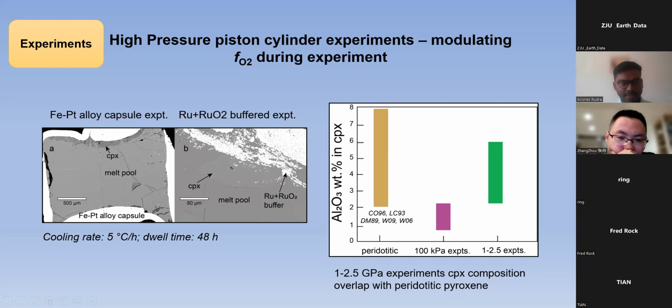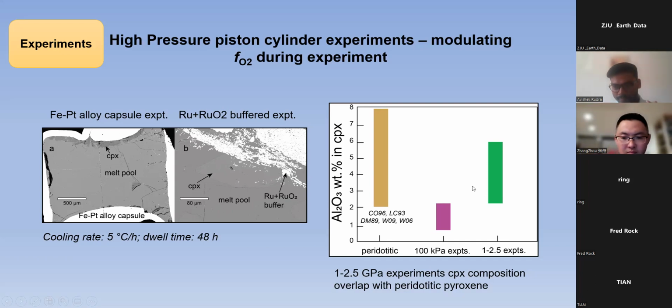And for the second design, this is where you don't have a ruthenium oxide buffer, but what you have is an iron platinum alloy capsule. So you can measure the iron content of the capsule and the FeO content of the melt, and you can then calculate what the oxidation efficacy of the system is. So for both of these, we can measure the ferric iron of the glass and the pyroxenes, and we know what the oxidation efficacy of the system is. And then we can determine the partition coefficient.